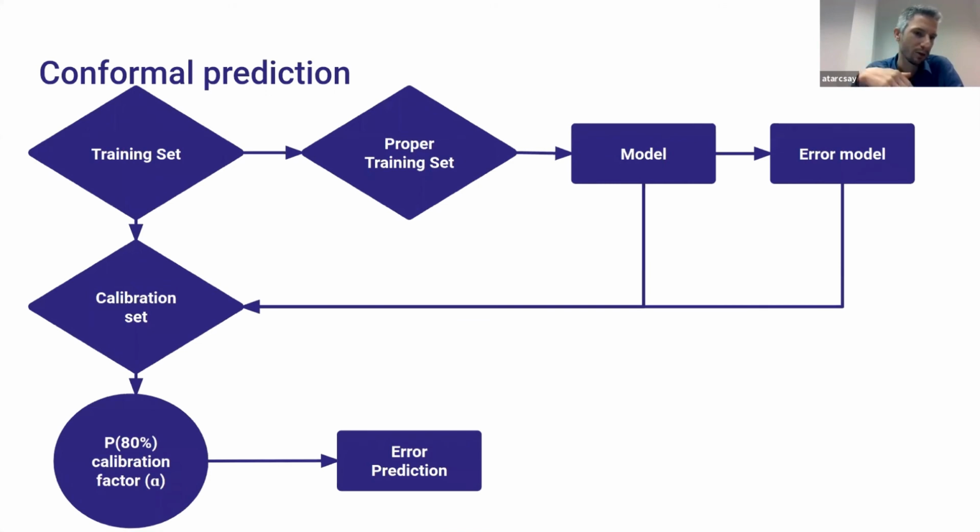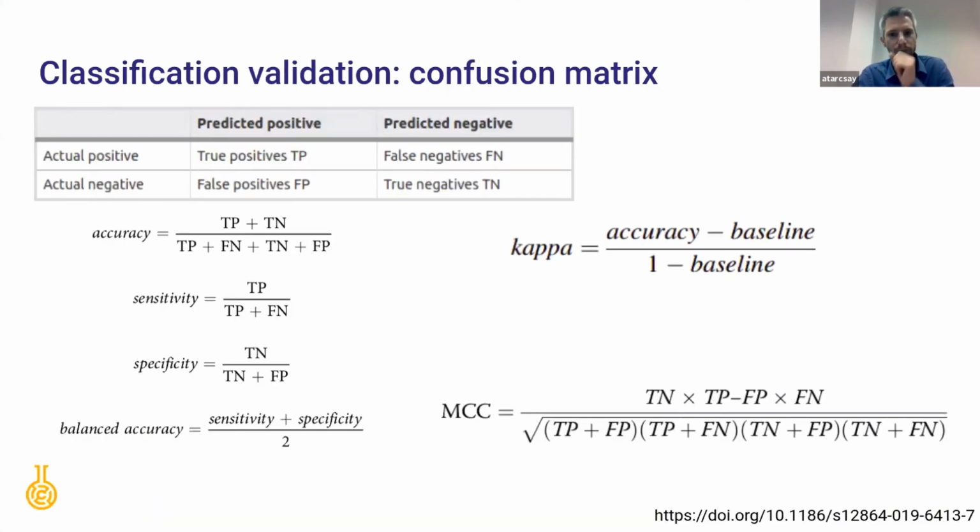So you rank after on the calibration set the delta values, since you know the observed value, and then look for a factor such that in 80%, or a given percent, of the cases, the error multiplied with this alpha factor, the error model outcome, will cover 80% of the cases, and then you can have an error prediction as well.